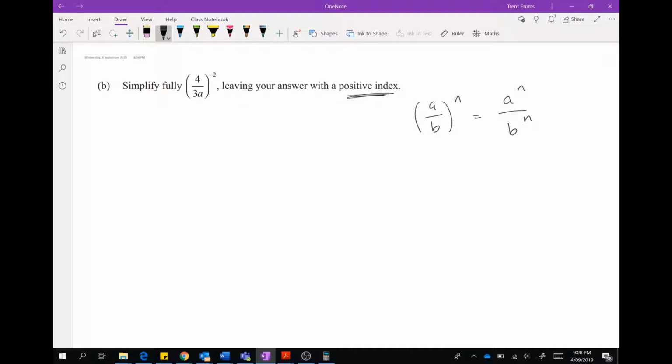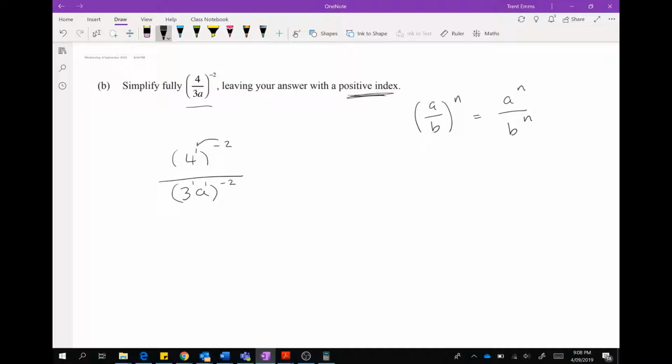So I'm going to rewrite this part here as 4 to the power of -2 over 3a to the power of -2. And again, we're going to start to use that rule that we just used in part A. I'm going to put powers on everything. There are no powers on the 4, the 3, or the a, so that means they all have powers of 1. And we just times the power through.